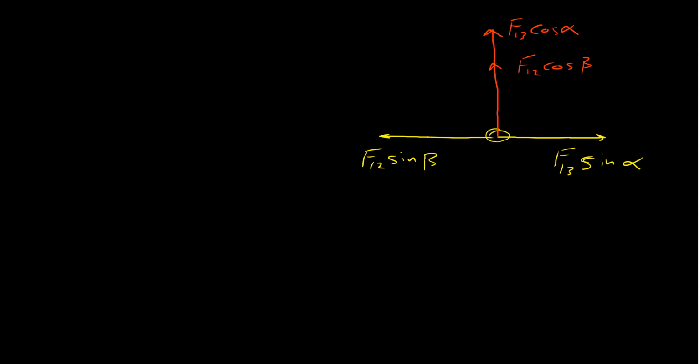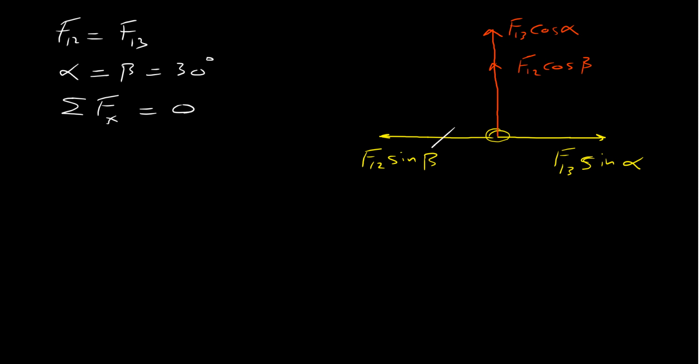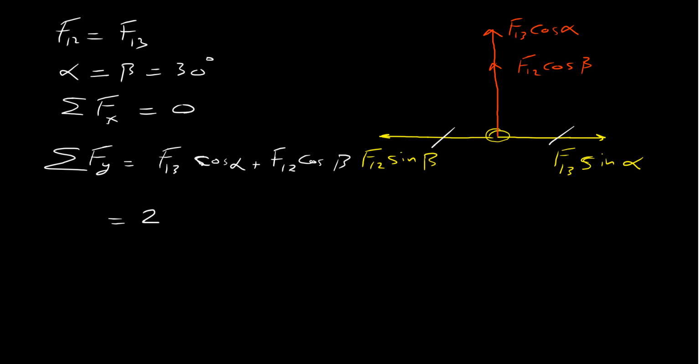Now, because the magnitudes of the forces F1,2 and F1,3 are equal, and alpha equals beta, they are both 30 degrees, that makes it really easy to find the total electrostatic force in the x-axis. In fact, it will be 0, because they simply cancel each other. They are equal in magnitude, opposite in direction. But for the y-axis, the total force will be F1,3 cosine alpha plus F1,2 cosine beta. Once again, it's the same magnitude and the same angle, so that can be written as 2 times F1,3 cosine alpha.